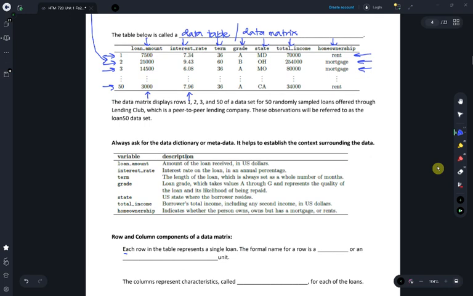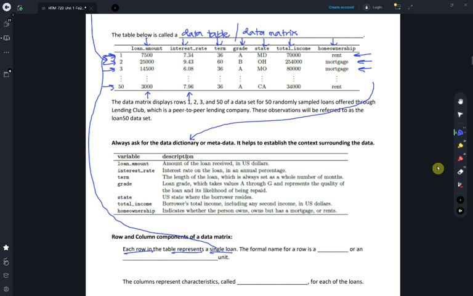So each row in the table represents the profile of a single loan amount. And how do we know that? Usually, when you see data, you want to ask questions about where the data was collected, how the data was collected, on what or whom the data was collected. So I can see that there's a loan amount of about 7,500. So I know this is definitely not a mortgage loan. And there's an interest rate, there's a term, there's a grade, there's a state.